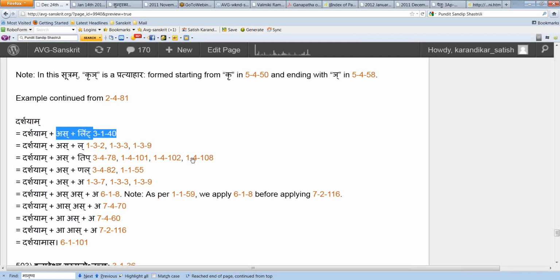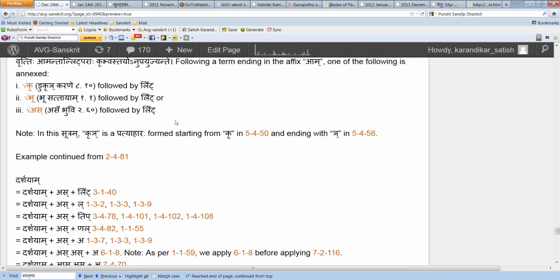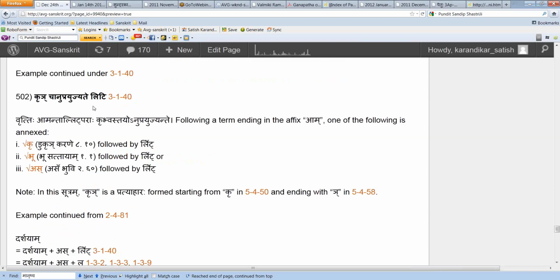So now this is when you use dhatu as. Now if you use the dhatu bhu, you get darshayam babhuva, you get darshayam chakara. Now what makes us think we can use kru, bhu and as, these three of them? Why not only kru? Because the sutram only says krinchanu prayujyate liti. It says kri. Now how do we conclude this? It includes kru, bhu and as. How do we know that?